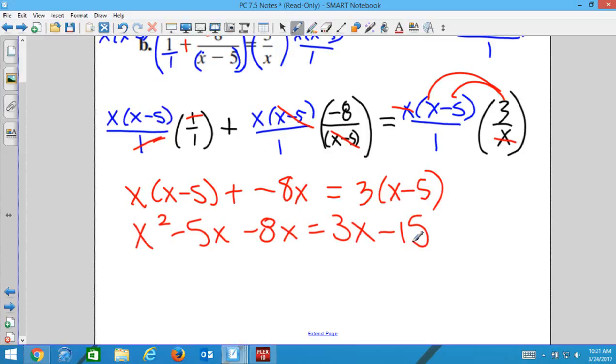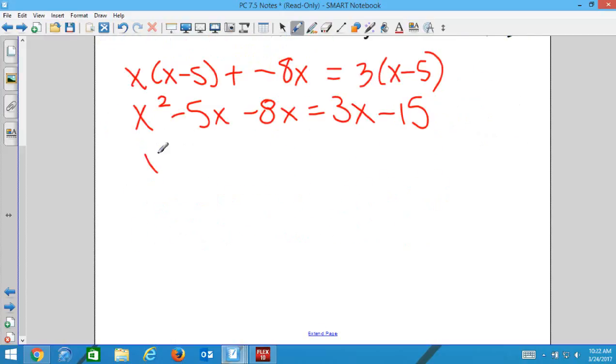You guys are almost right. The LCD, the lowest common denominator, is the two of these multiplied together. No, those are two. They're separated by plus or minus signs. So we're looking at all separate denominators. There's 3 separate denominators in the question. So 1 times x minus 5 is x times x. All right. Combine some like terms. X squared minus 13x equals 3x minus 17.